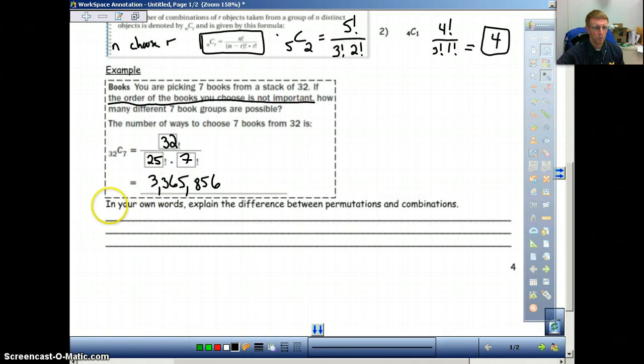Okay? So what I want you to do is, in your own words, explain the difference between permutations and combinations. Just write in your own words. Just maybe something that's going to help you in the future. So let's move on. You can pause this if you need to, and then write that, and then just make sure it's part of your notes.